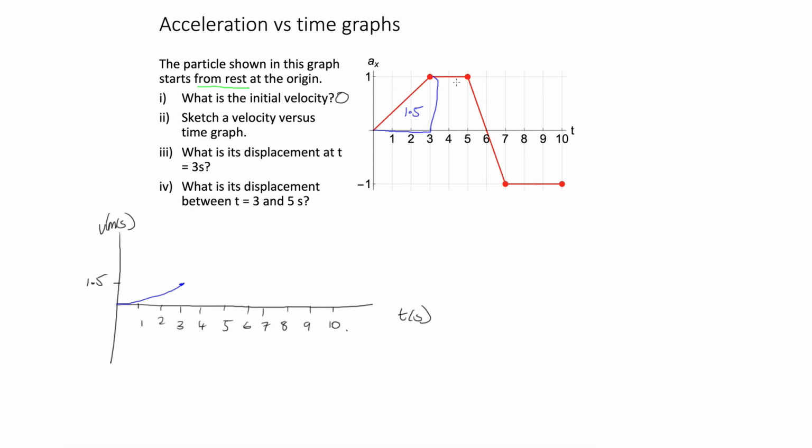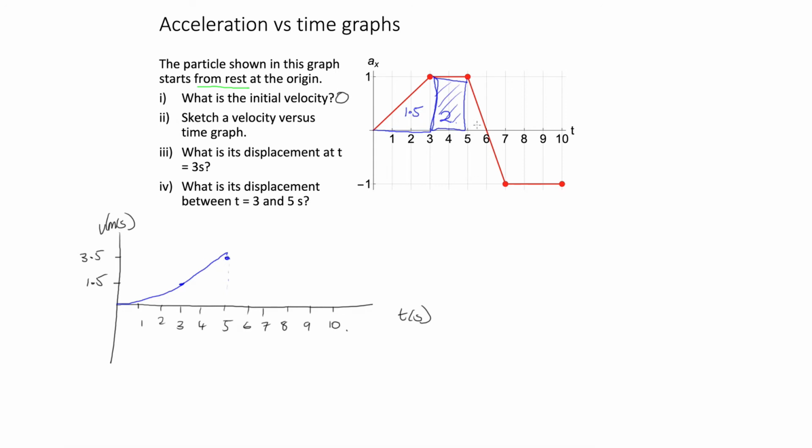Now between 3 and 5 seconds, it's accelerating at a constant rate. If it's accelerating at a constant rate, that's going to be a straight line on a velocity versus time graph. Now let's calculate how much the velocity changes. How much it changes is equal to the area under the curve here, which is just a rectangle, height 1, width 2, so it's got an area 2. So we are going up to 3.5 meters per second, and we'll do that with a straight line. So this is a straight line.